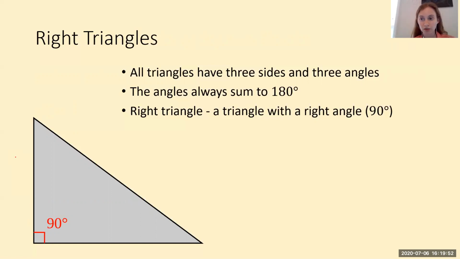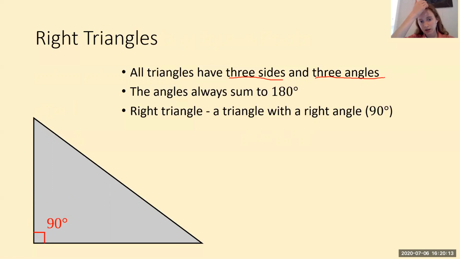So we know what a triangle is, right? A triangle is a shape. It's a flat shape that has 3 sides and 3 angles. Remember, angles means the corner. So an angle is where 2 lines meet and make a little corner.